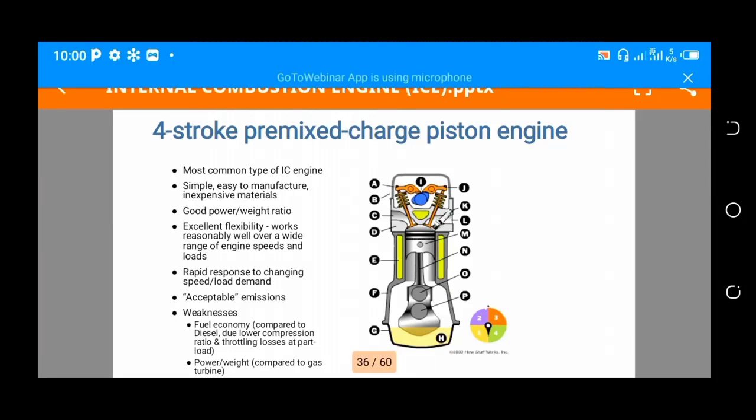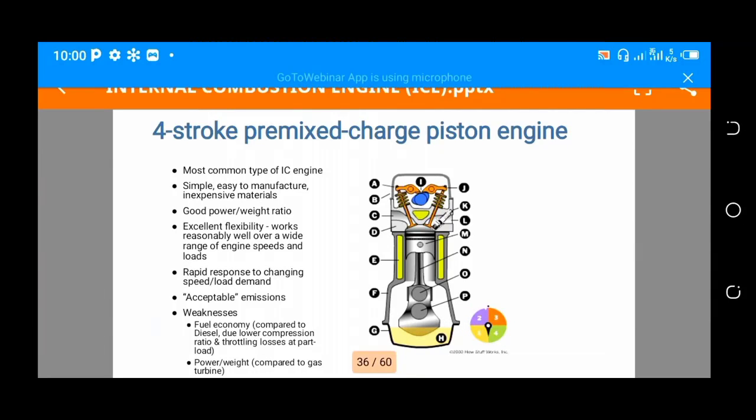So now, the nature of strokes. Let's go back to strokes. That's on the slide. It says four stroke premixed charged piston engine. Now, it says four stroke engine. You have a four stroke, and we have a two stroke engine. You see, they're all part of the classification by the stroke engine.